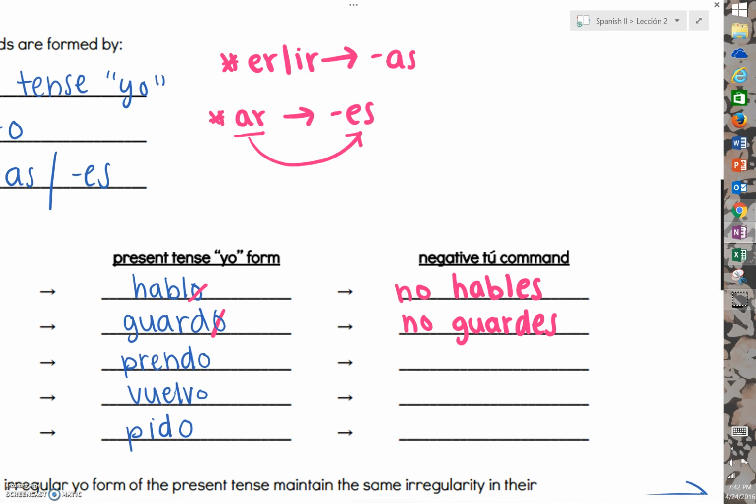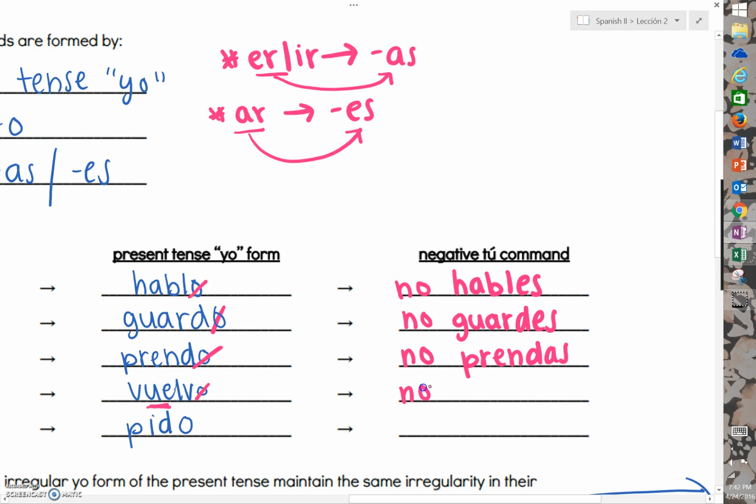Prender, which is an ER verb, is going to follow this rule. ER verbs use AS as their ending. So we'll drop our O, and we would get no prendas. Vuelvo is a stem changer. Got to keep that in mind. We will keep the stem change just like we do with affirmative tú commands. Drop our O, and add the opposite ending, so we get no vuelvas.